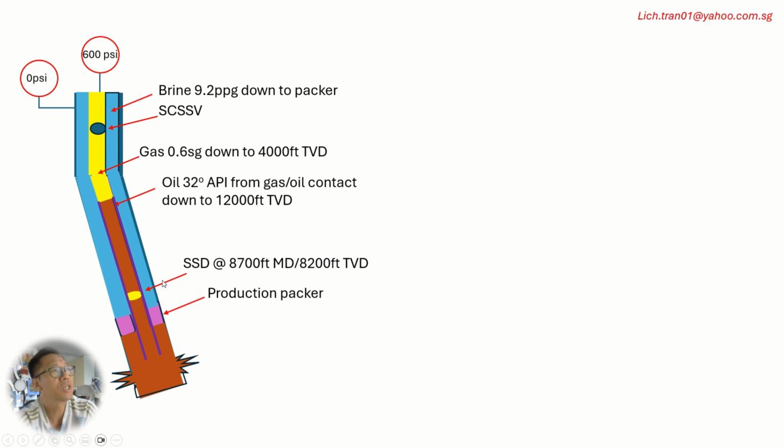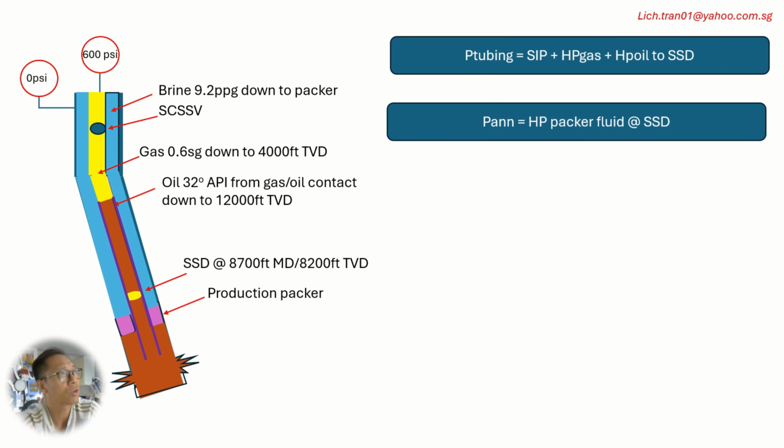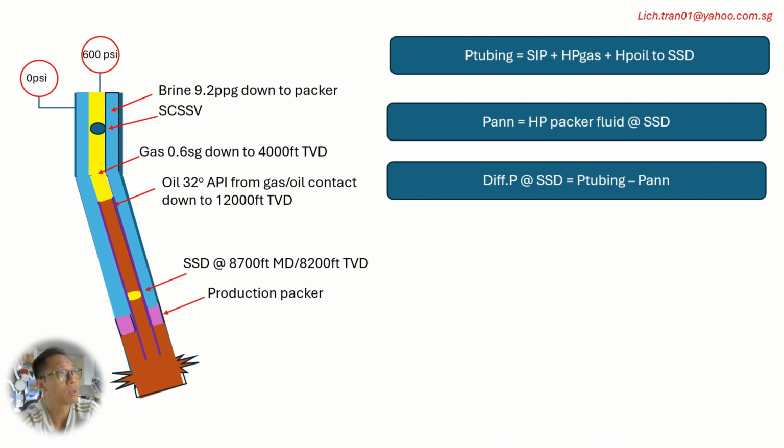The principle to resolve this question is to find out first the pressure inside the tubing at the SSD depth, and then find out the pressure on the annulus also at the same SSD depth, then deduct them. You get the differential pressure at the SSD between inside and the annulus.